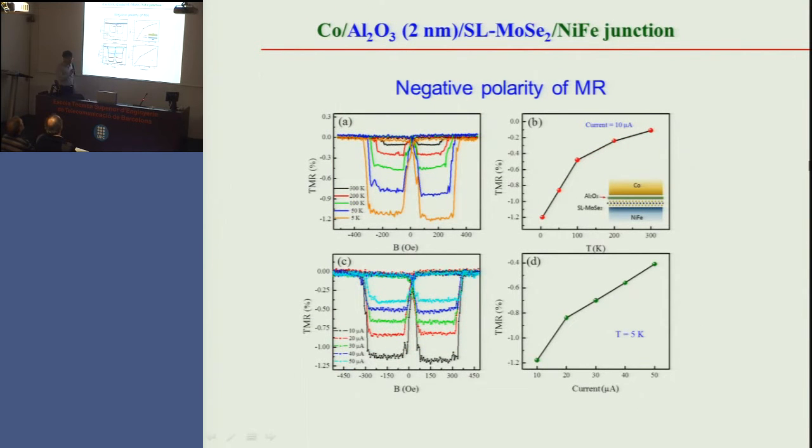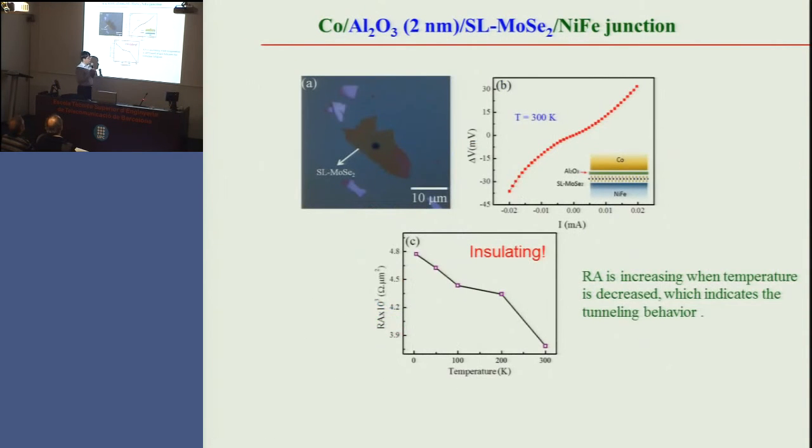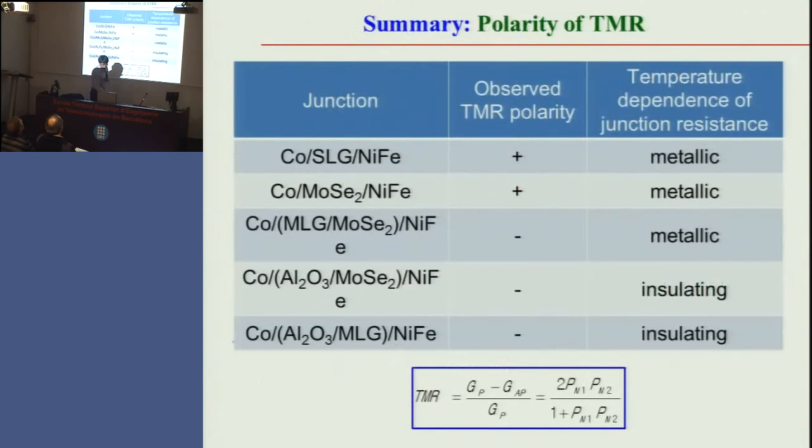Now I've switched to other intermediate layers, like aluminum oxide and a single layer of MoSe2, and those materials show negative polarity of MR, as shown here. And as temperature is lowered, the resistance of the junction increases, which shows insulating behavior. And for a more complicated one, I just made a summary like this.